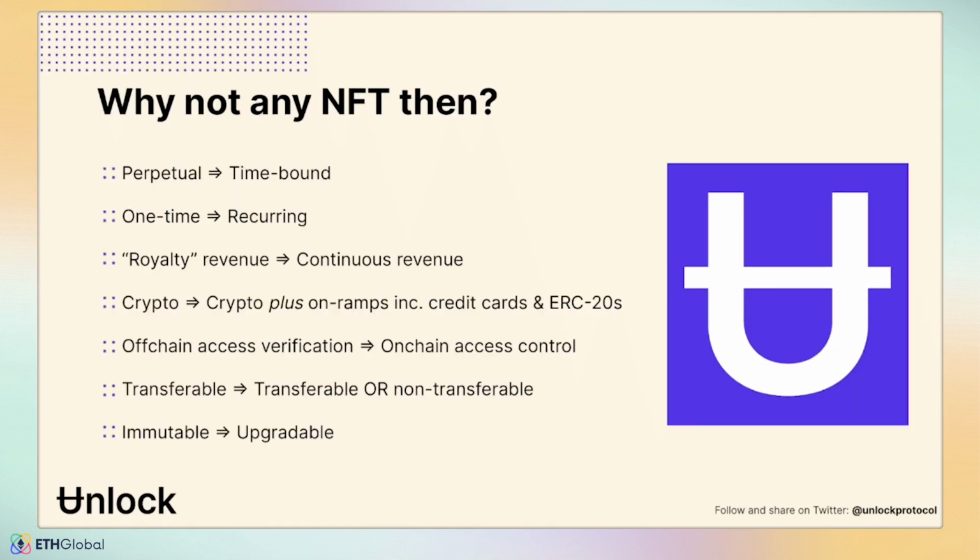Similarly, at Unlock, we've built inside the smart contract several capabilities that allow you to support not just crypto payments, but also payments using, for example, ERC20 tokens. And specifically on top of that, also fiat payment using credit cards, for example, and we'll come back to this in the future as well.